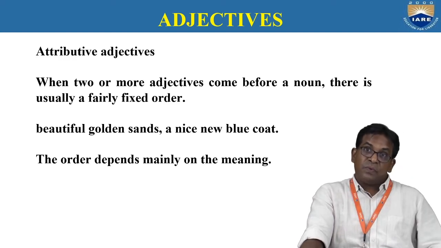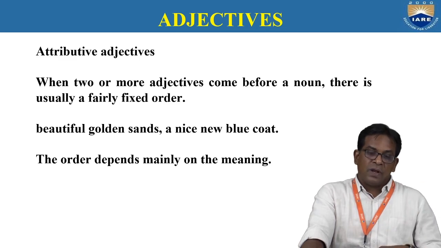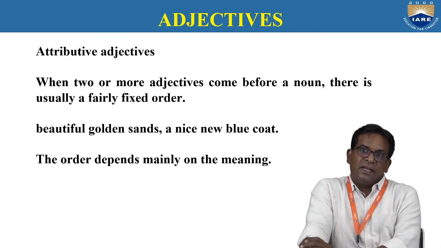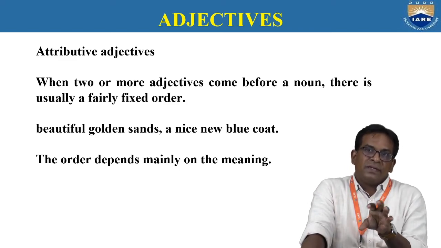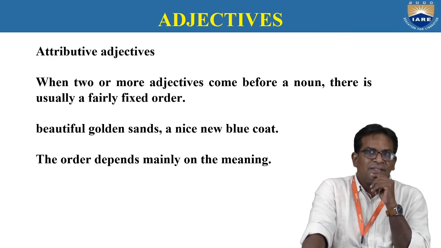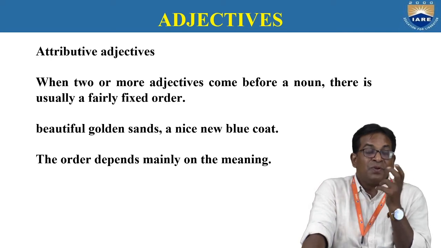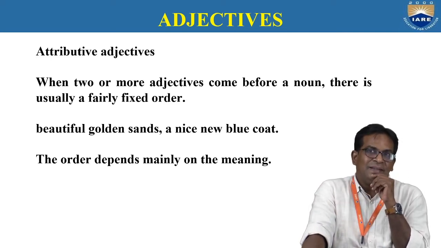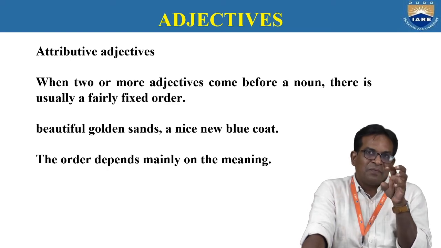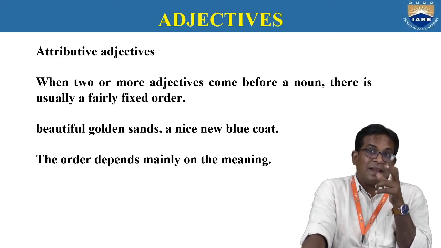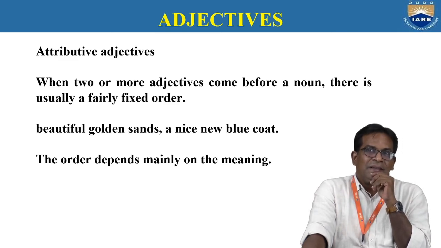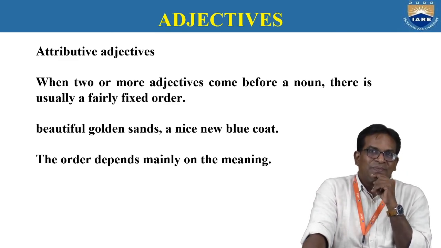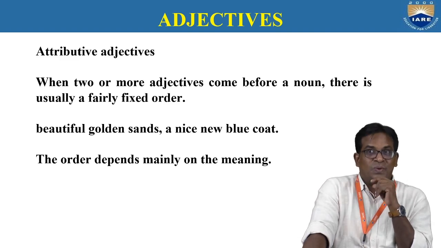When two or more adjectives come before a noun, there is usually a very fixed order. Beautiful golden sands. Golden beautiful sands? No. Beautiful golden sands. Be careful when we fix the order. A nice new blue coat. We should not say a new nice blue coat, or a new blue nice coat.